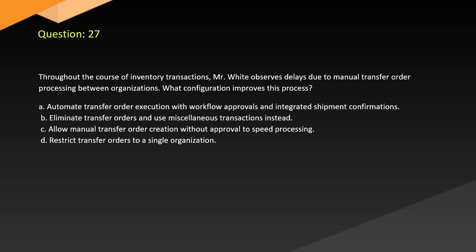Question 27. Throughout the course of inventory transactions, Mr. White observes delays due to manual transfer order processing between organizations. What configuration improves this process? A. Automate transfer order execution with workflow approvals and integrated shipment confirmations. B. Eliminate transfer orders and use miscellaneous transactions instead. C. Allow manual transfer order creation without approval to speed processing. D. Restrict transfer orders to a single organization.